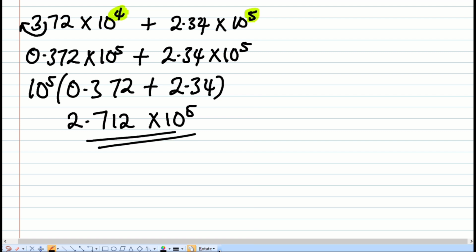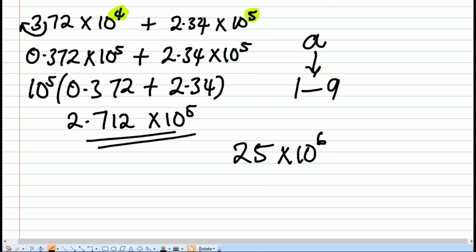So it's always important to check your answer carefully. Always make sure that the value you're getting, multiplied by 10 raised to any power, must satisfy our need for a. Remember, a must be a number that is between 1 and 9. So 2.712 is between 1 and 9, so it satisfies that requirement. Sometimes you might solve and get an answer like 25 times 10 raised to the power 6, for instance. So if you're asked to solve in standard form, you need to reduce this 25 to make sure it's a number between 1 and 9. I have to move the decimal towards the left, so it's going to be 2.5 times 10 raised to the power 7, because you moved the decimal towards the left.